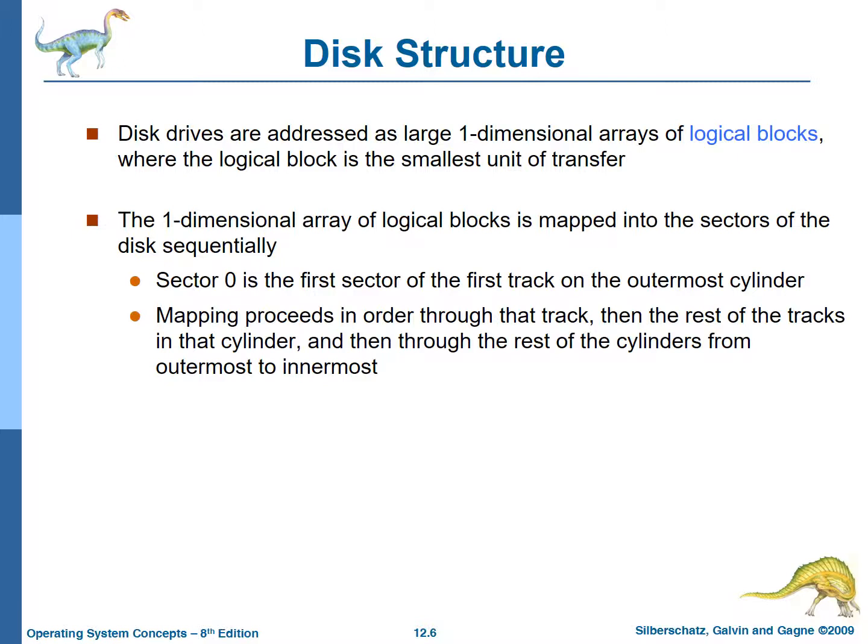Disk structure. Disk drives are addressed as large one-dimensional arrays of logical blocks, where the logical block is the smallest unit of transfer. The one-dimensional array of logical blocks is mapped onto the sectors of the disk sequentially. Sector 0 is the first sector of the first track on the outermost cylinder. Mapping proceeds in order through that track, then the rest of the tracks in that cylinder, and then through the rest of the cylinders from outermost to innermost.